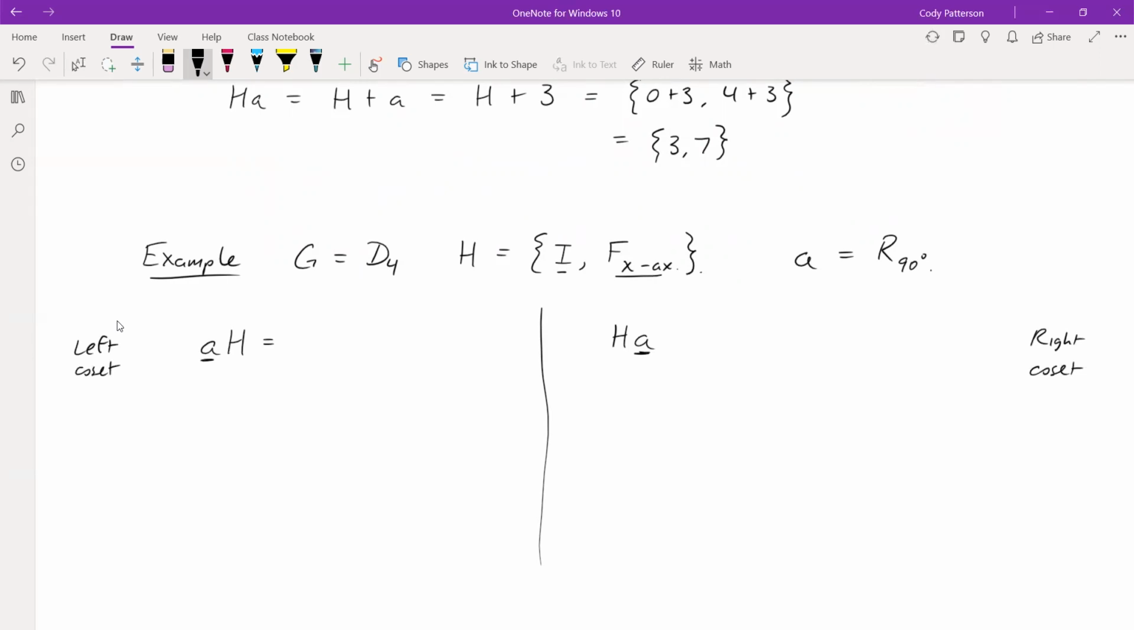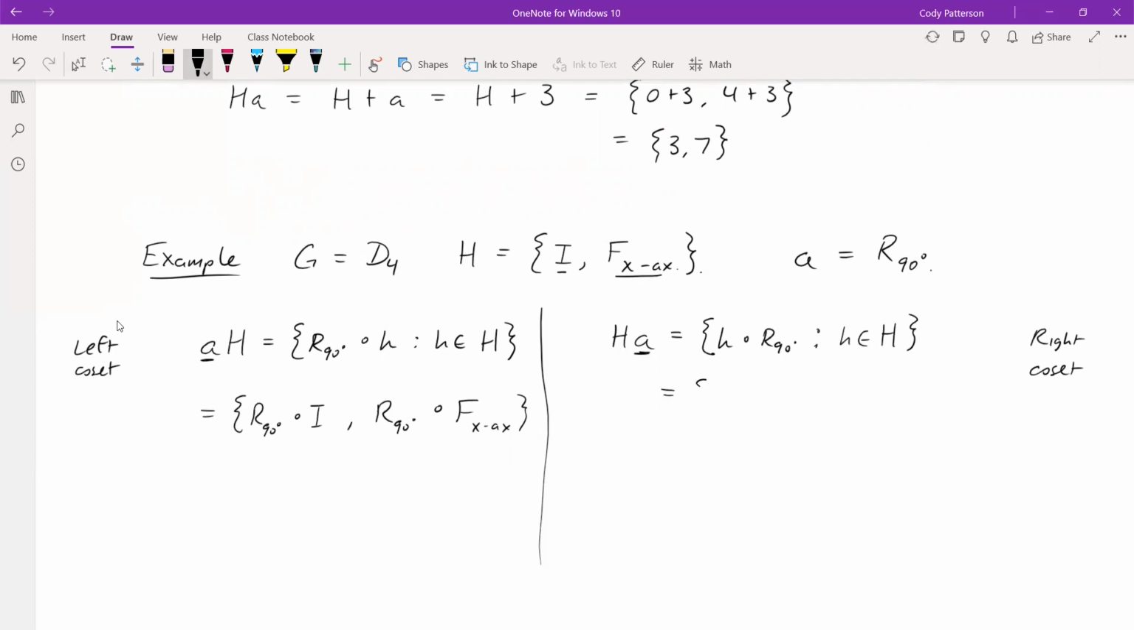Okay, so AH, that's going to consist of what? That's going to be the set of all transformations of the square that are the form R90 composed with H, where H belongs to my subgroup. In this case, that's going to consist of R90 composed with the identity and R90 composed with the flip over the x-axis. Okay, and then my right coset, I'm going to work out what those are in just a moment, but for contrast, I want to work out a little bit of the other one. HA is going to consist of the set of all transformations H composed with R90, where H belongs to my subgroup, and that will consist of I composed with R90 and the flip over the x-axis composed with R90.